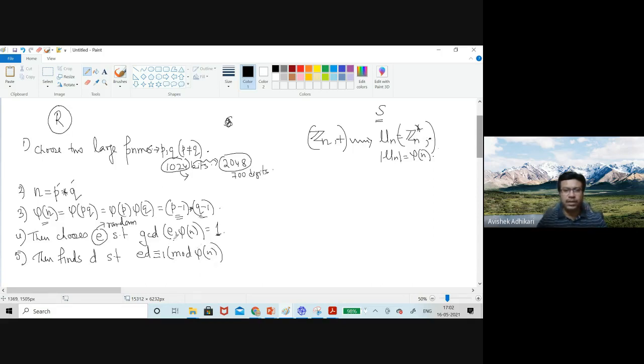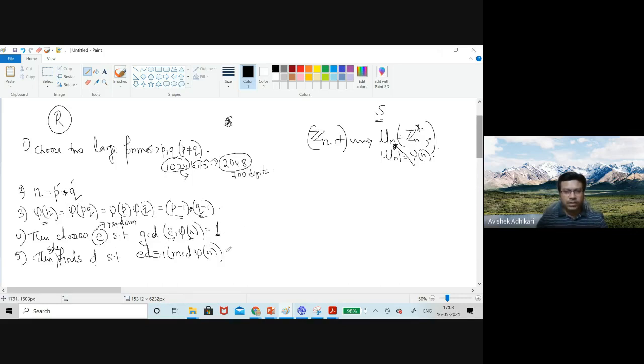Now when E and phi n are relatively prime, then if you remember, all the inverses exist. So which elements are there within this Un or Zn star? All such elements which are relatively prime to n. As a result, their multiplicative inverse exists. So if you are somehow able to find some E which is relatively prime to phi n, then suddenly their multiplicative inverse will exist, and you will find D. Then she finds D such that ED is congruent to 1 mod phi n.